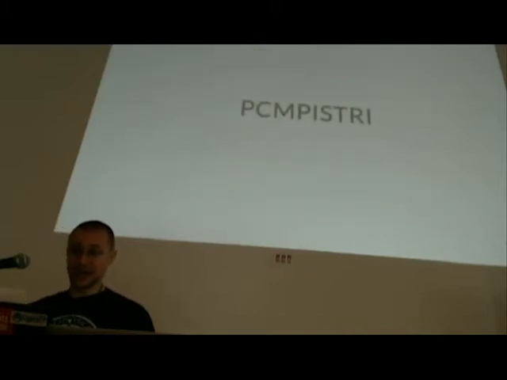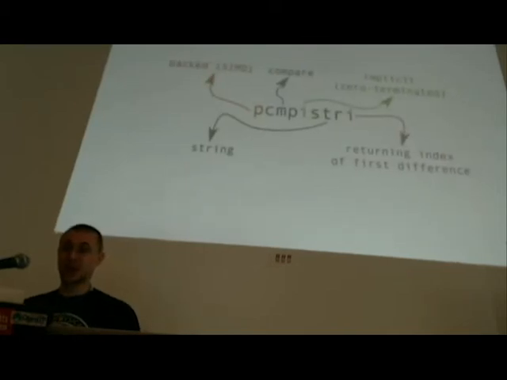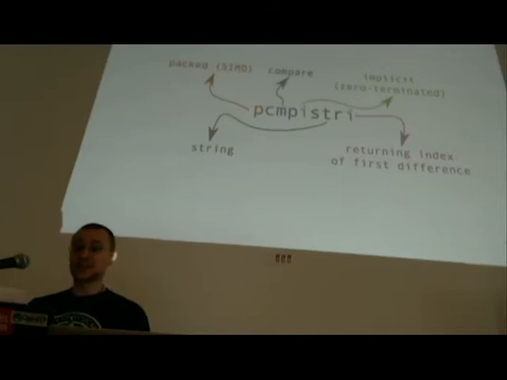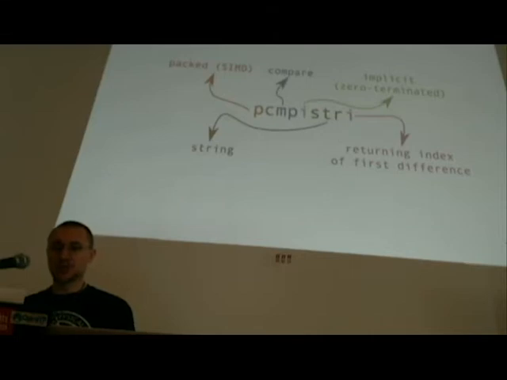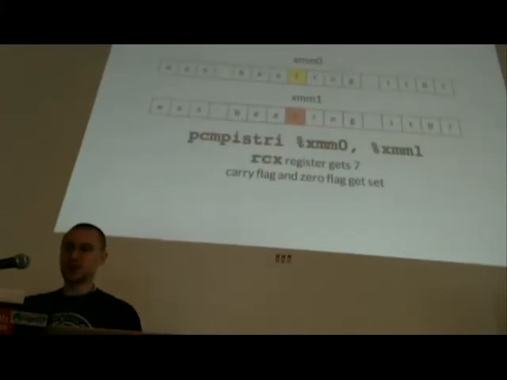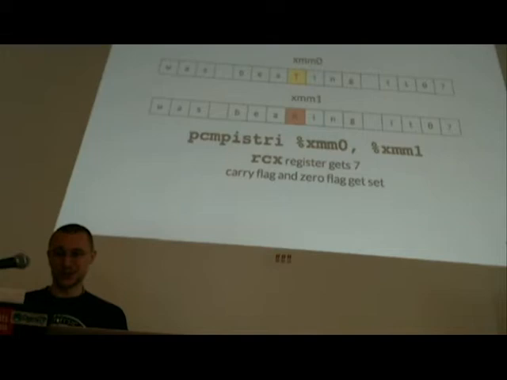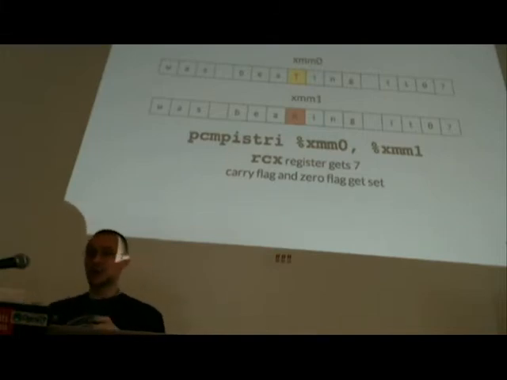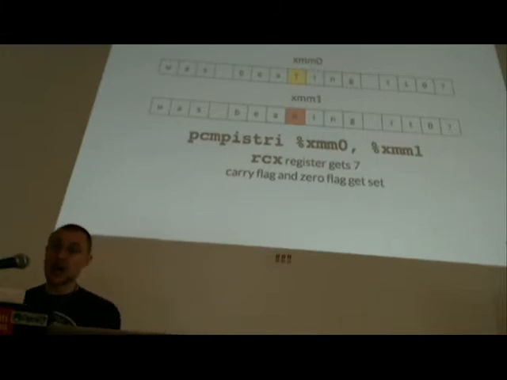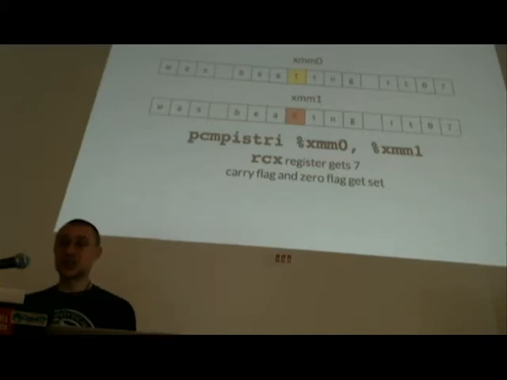PCMPISTRI, so that's packed, compare, implicit, meaning 0-terminated, strings, returning index. There's also an explicit if you happen to know the length of your string. Basically, this is an instruction designed explicitly for the strcmp function. And it's got some bells and whistles, which let you use it for more advanced things, but we're going to focus on the strcmp case. So the idea is that we want to find out the index of the first difference, but only if that difference is before the first 0 in either string. And at the same time, we want to find out if either string has a 0 in it. Conveniently, PCMPISTRI does this all for us.